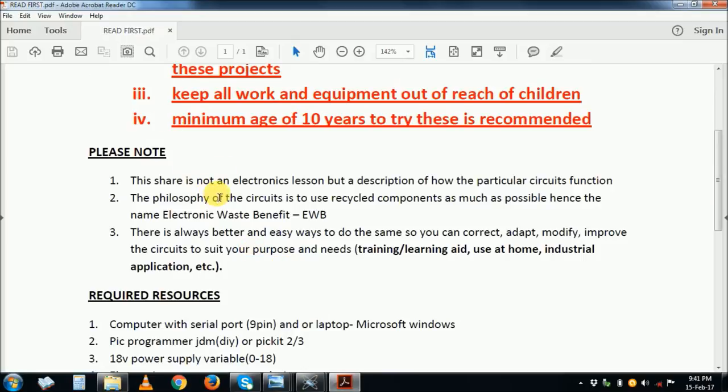So, as I've said, it's not going to be any lesson on electronics. Please do this part before you actually attempt and use electronic waste. It's a philosophy that we would want to achieve here, that we recycle material. And this circuit, as usual, can be used for training, can be used as a learning aid, can be used for industrial application at schools to help people cross the traffic roads.